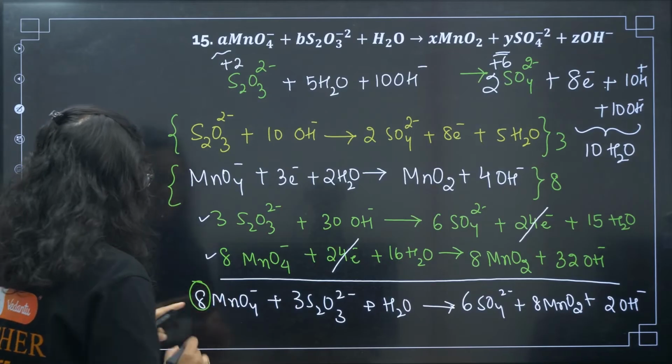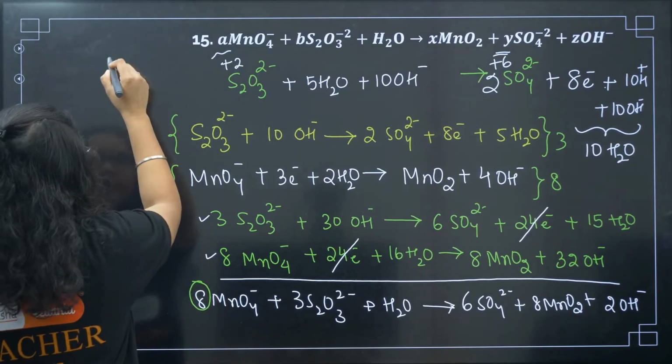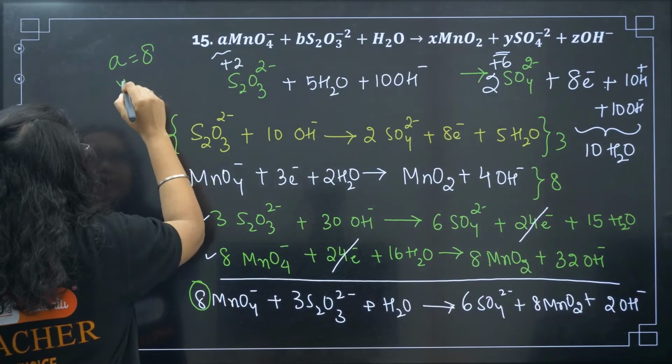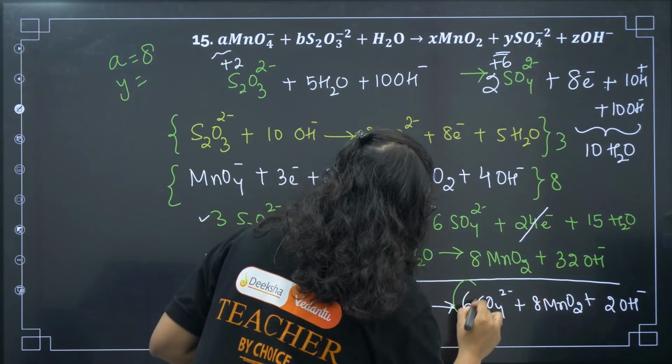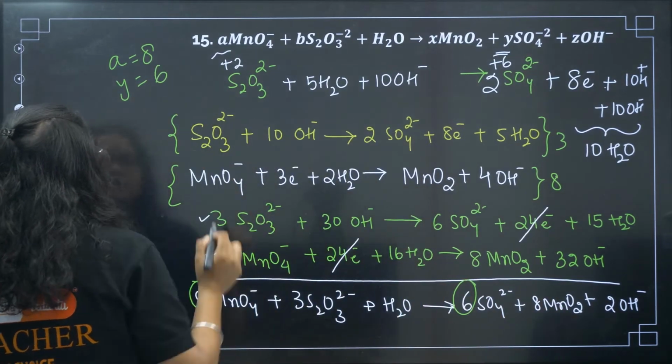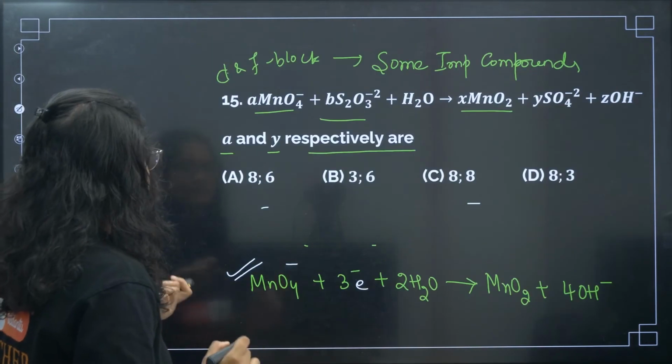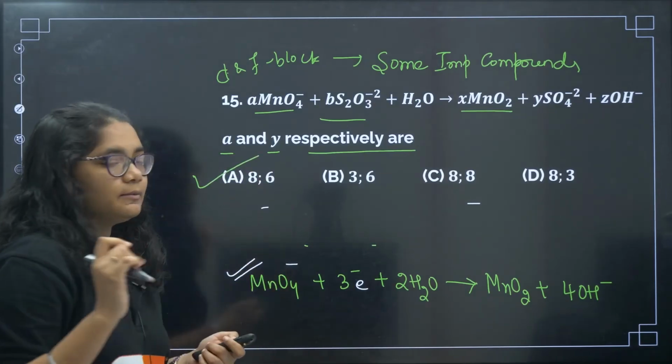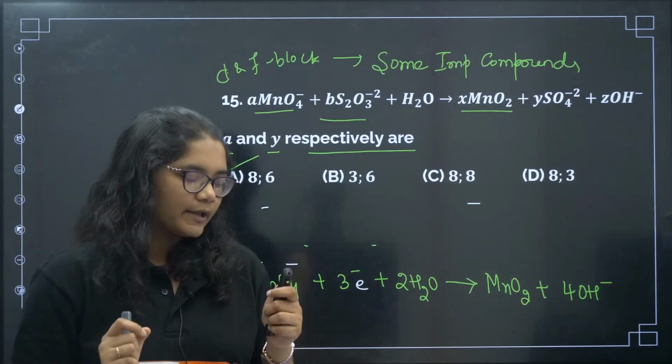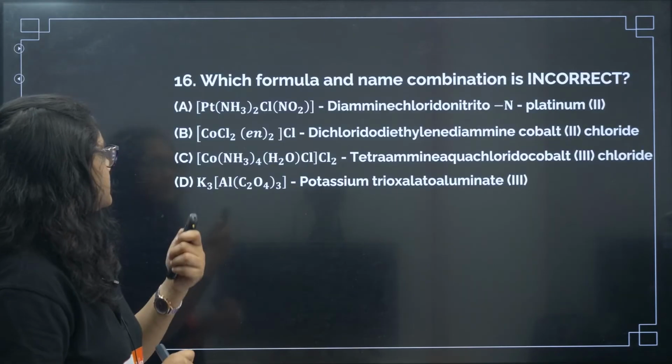A is the coefficient of MnO4, so A is equal to 8, and Y is for SO4, and that is 6. Okay, so the answer has to be 8 and 6. So the correct answer for this question will be option number A. Okay, now let us move towards the next question.